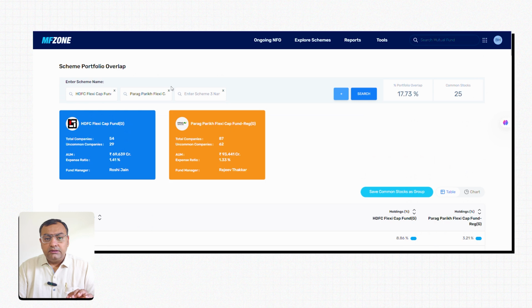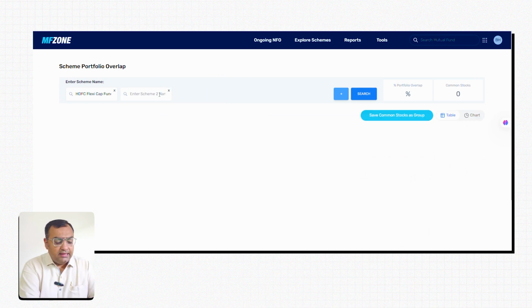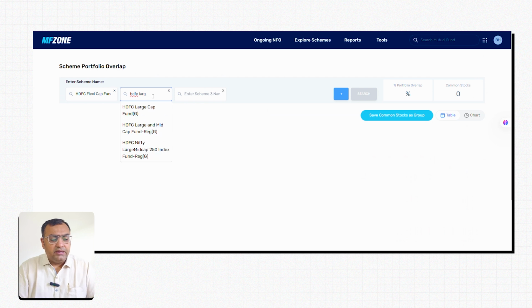Now, if I want to look at the large and mid cap fund from the Flexi Cap Fund, what I'll do is, from Parag Parikh, I'll look at the HDFC large and mid cap fund over here.